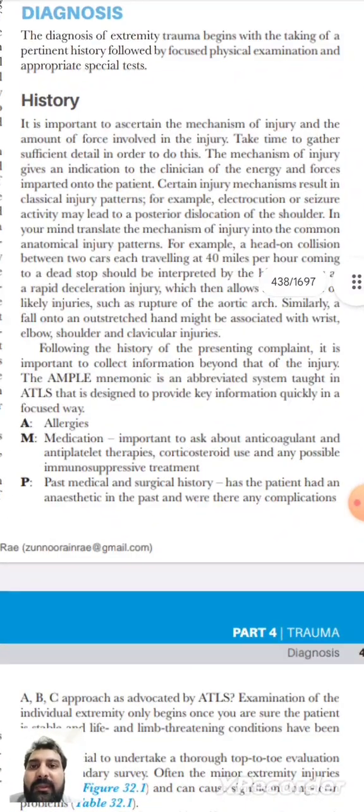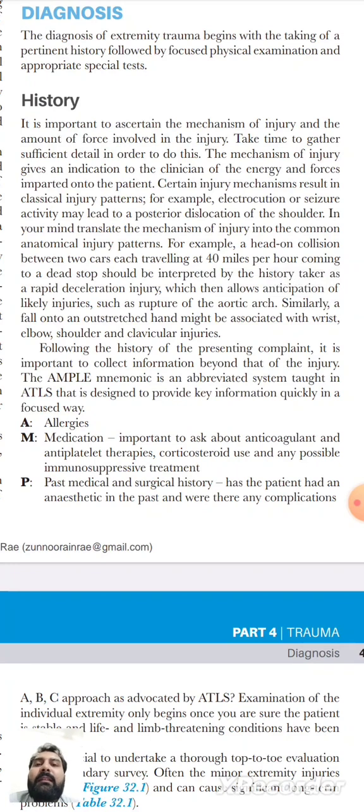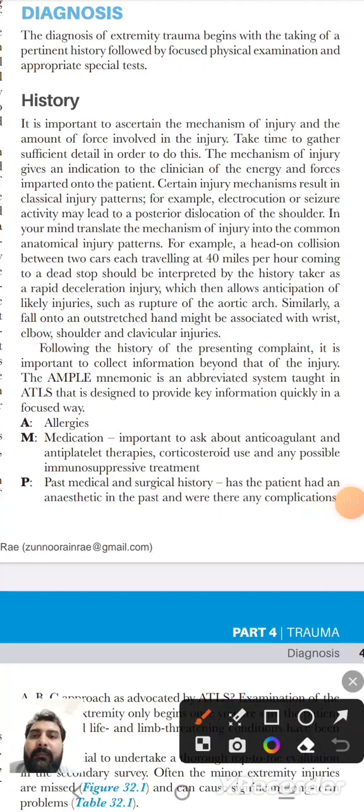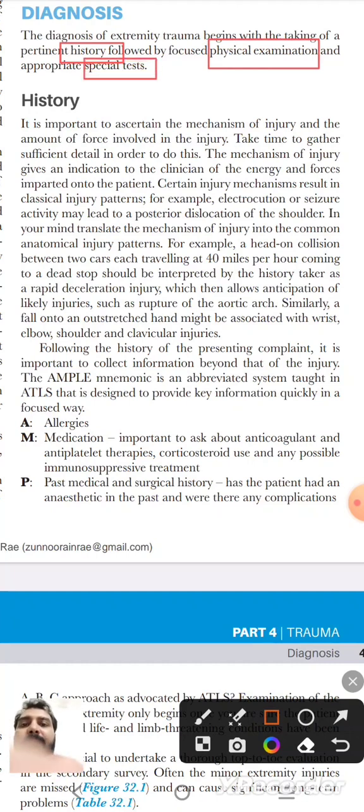So now we come to diagnosis. The diagnosis of extremity trauma begins with the taking of a pertinent history. So, first history, then physical examination, then special tests. So first of all, we discuss history. You all know that a good history taken is half the job done. It is important to ascertain the mechanism of injury.